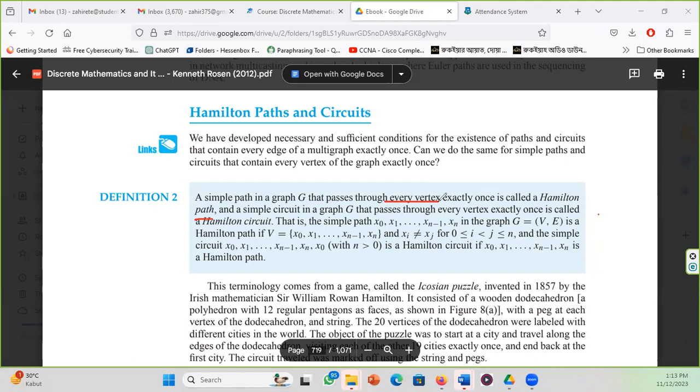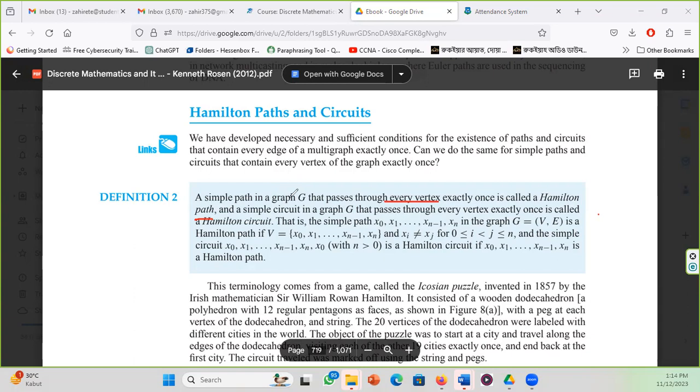In the Euler, you need to touch every path. In Hamiltonian, you need to touch every node. This is the difference between the two, okay? And a simple circuit in graph G that passes through every vertex exactly once is called a Hamiltonian circuit. So when a path touches every node, that is called the Hamiltonian path. And if a graph has a Hamiltonian path, that type of graph is known as a Hamiltonian circuit.